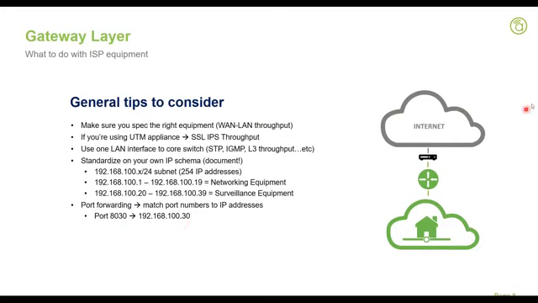Let me use a pen here real quick so you can see it. This is 30 matches 30, and so on and so forth. Actually, the last 3 digits should match the last 3 digits here. So if I have a device here that's 130, then my port forwarding rule is 8130. That's an example of a really good best practice.